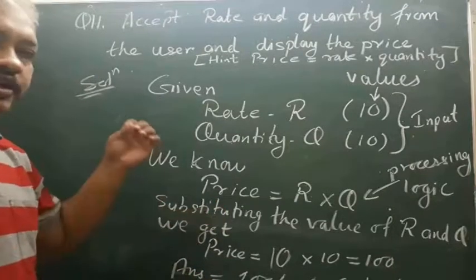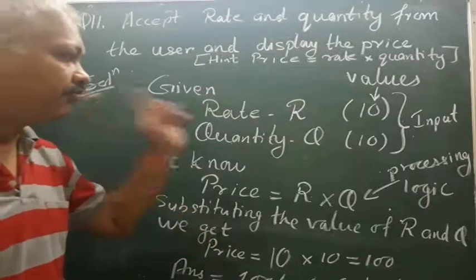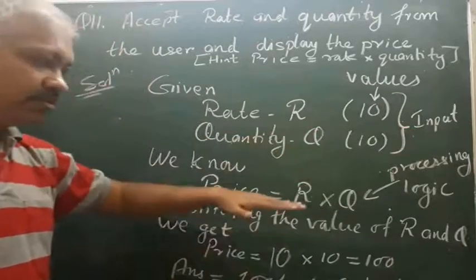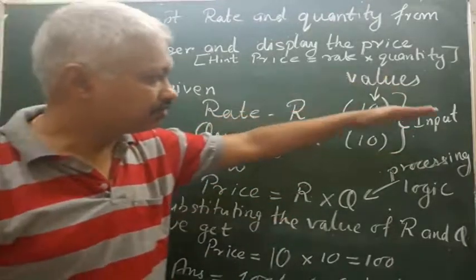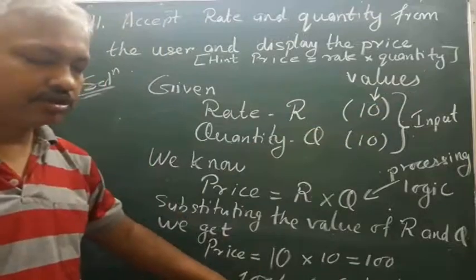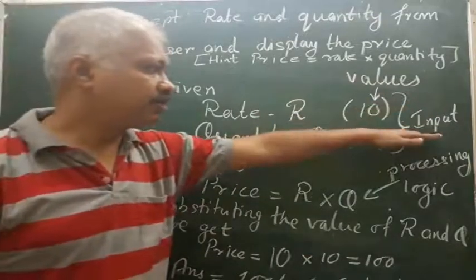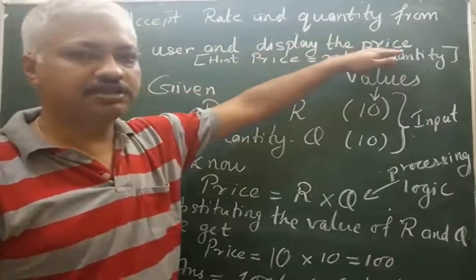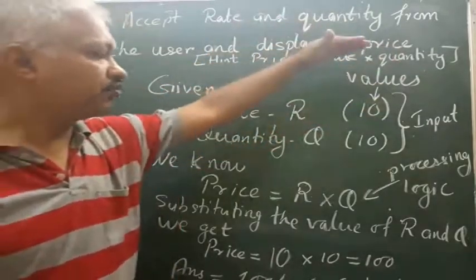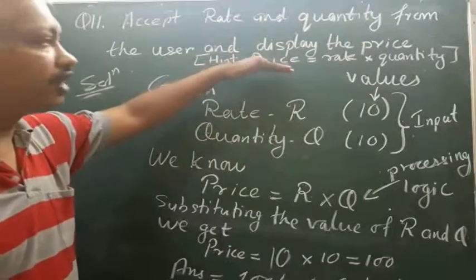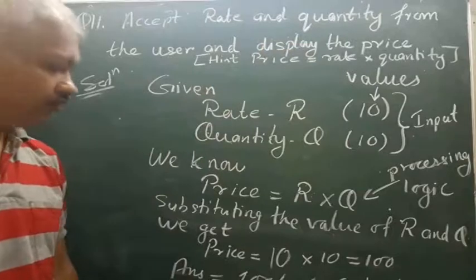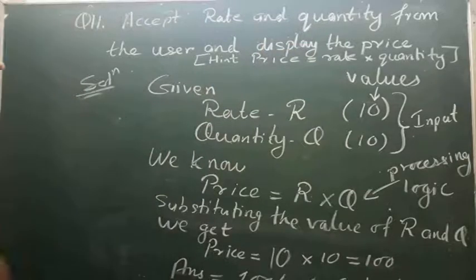So as I discussed, any particular problem given to you, you have to know what are its inputs, what is the processing logic by which you are going to convert the input to output. So first you will know the input, after that you should know that what you have to find. Here display the price, this is the output. So based on the output, you are going to find the processing logic. If it is given good, if not, you have to find it yourself. I hope you understood this.